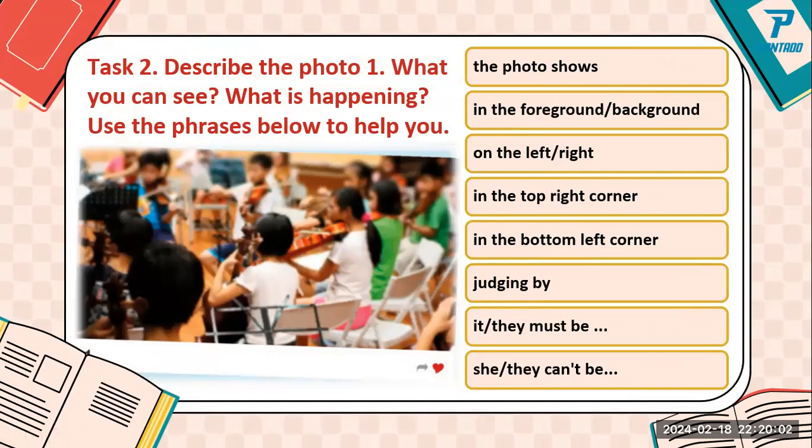So please describe the photo. What you can see, what is happening. You can write your answer in the chat box and please use the phrases below. Look at that, this is in the ground. So what do you think? What can you see and what is happening?